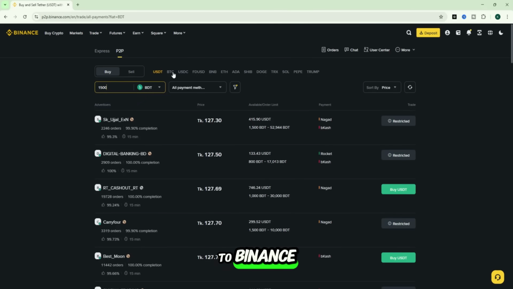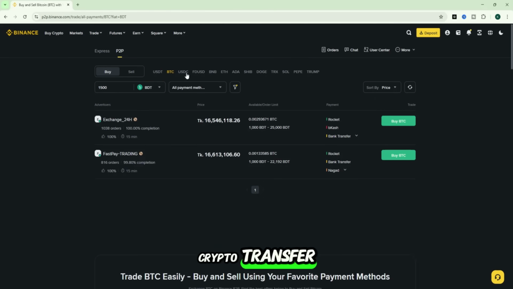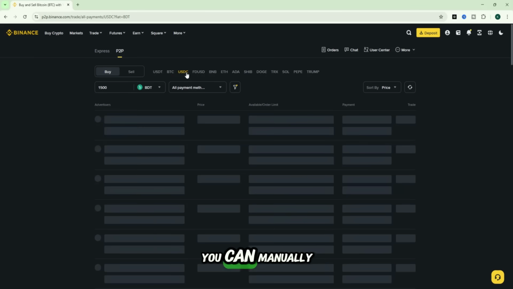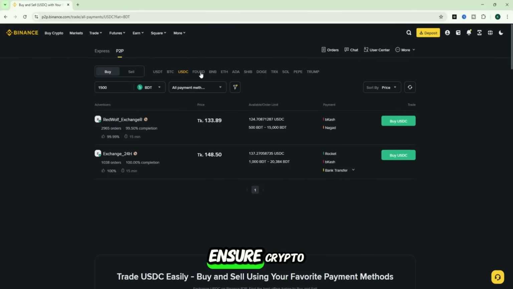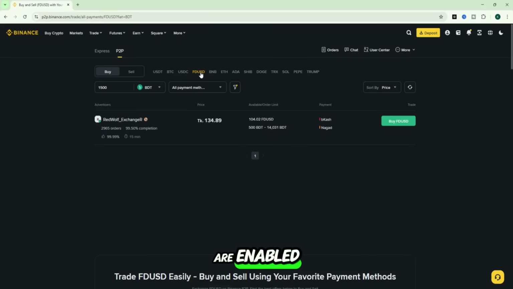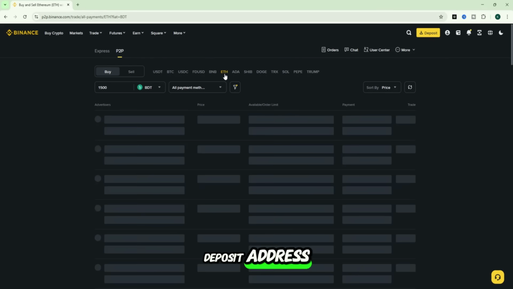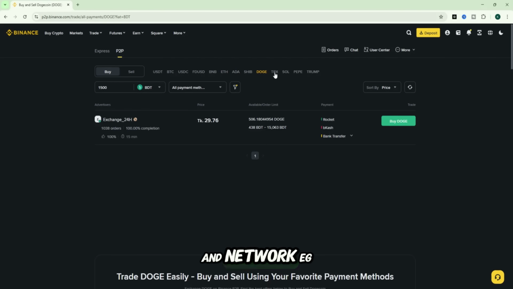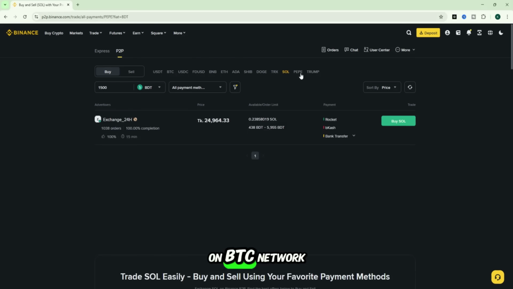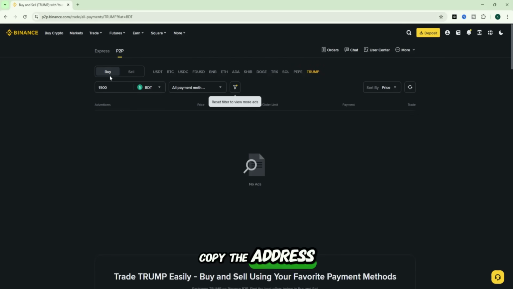Connecting Revolut to Binance. Crypto transfer. Revolut does not directly integrate with Binance, but you can manually transfer crypto. Ensure crypto withdrawals are enabled in Revolut. Check your Revolut plan. Standard plans may have limited functionality. Get your Binance deposit address. Go to Binance, select Wallet, Fiat and Spot, Deposit. Choose the crypto and network, e.g. Bitcoin on BTC network. Copy the address.